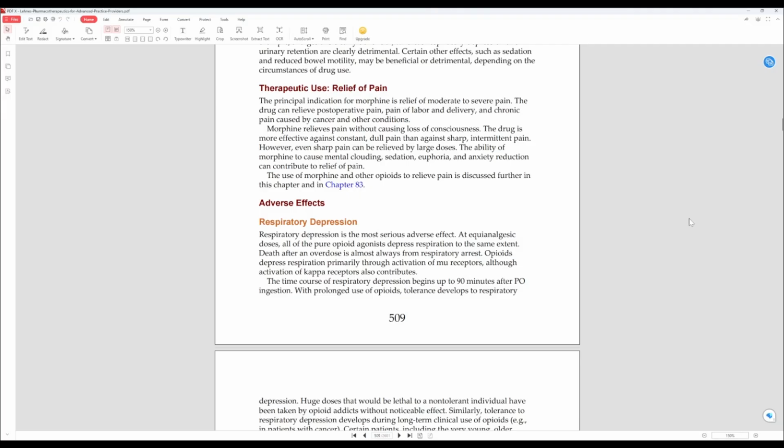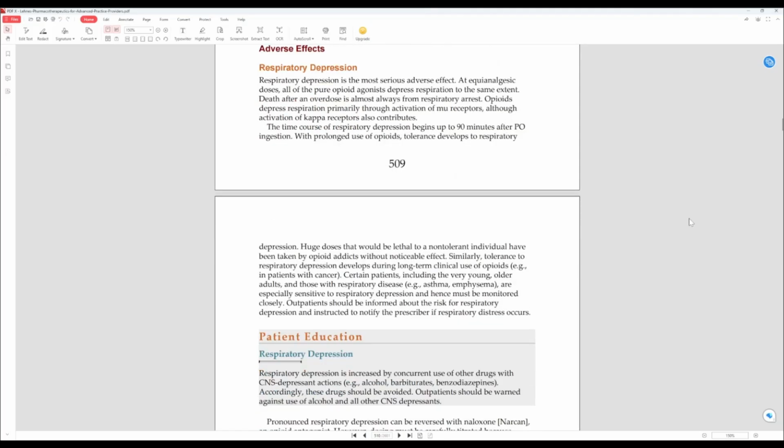The ability of morphine to cause mental clouding, sedation, euphoria, and anxiety reduction can contribute to the relief of pain. The use of morphine and other opioids to relieve pain will be discussed further in this chapter as well as in chapter 83. So, adverse effects. We spoke on this one a little bit already.